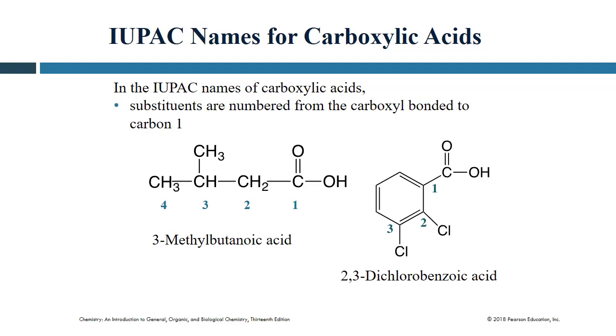So if I have a chain such as this, where I've got a 4 carbon chain, 1, 2, 3, 4, well, I know that the 4 carbon acid would be butanoic acid. It would just be a matter of naming that methyl group. And since it's on the 3rd carbon, it'd be 3-methyl butanoic acid.